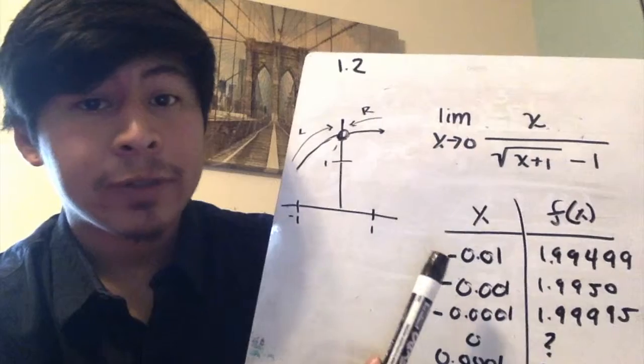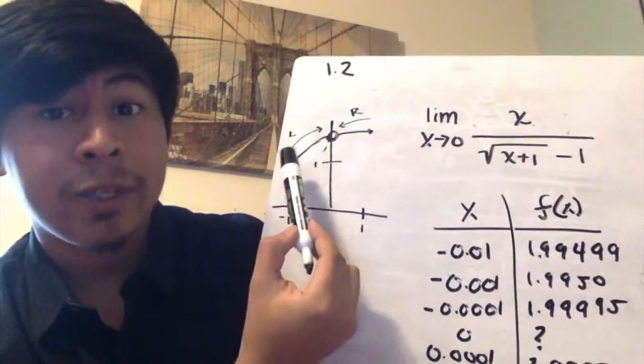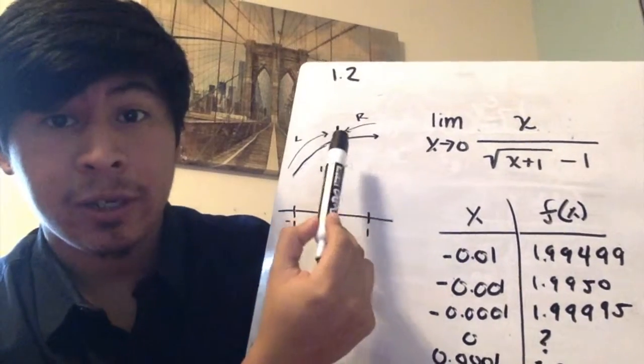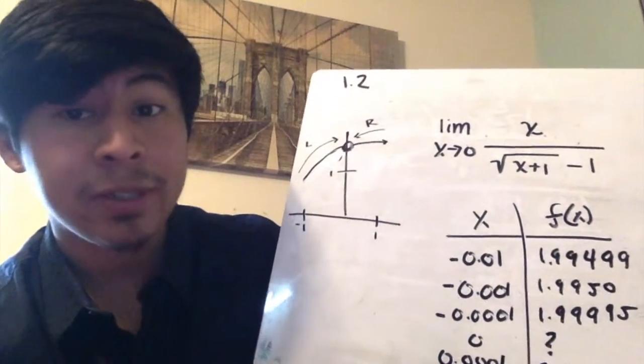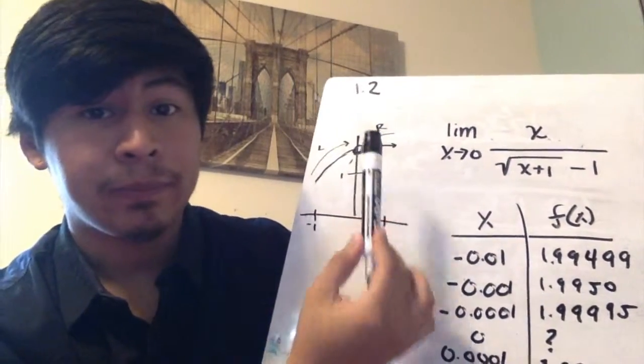The negative values of x we have plugged in evaluate to this left-hand side approaching this hole. The positive values that are getting smaller are approaching from the right-hand side. That is just something to note for later.